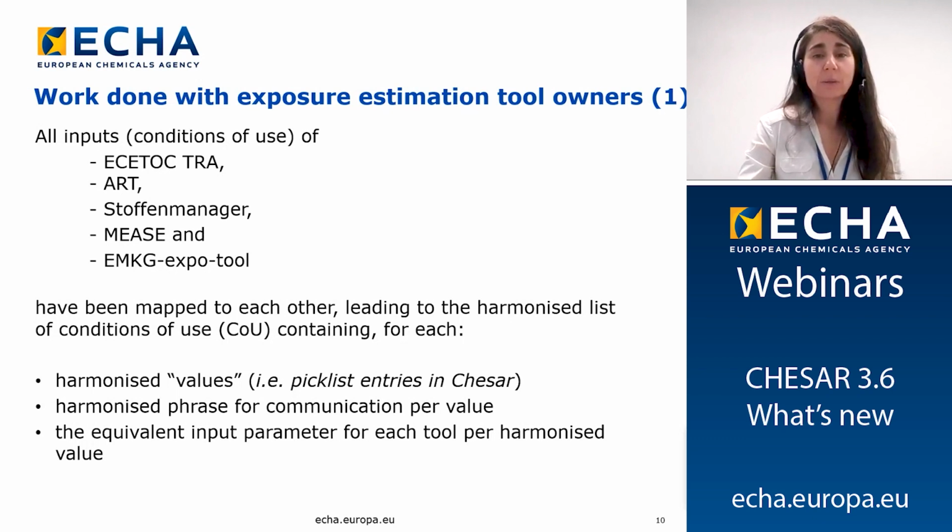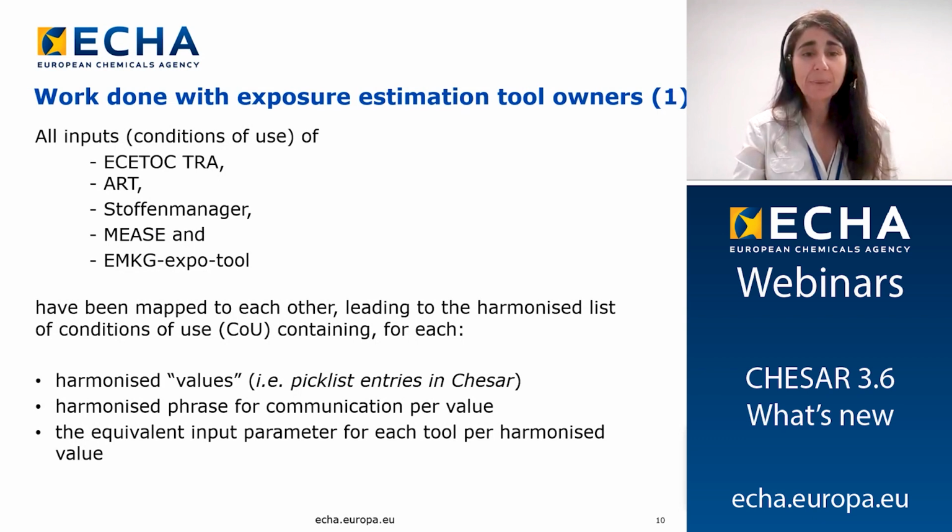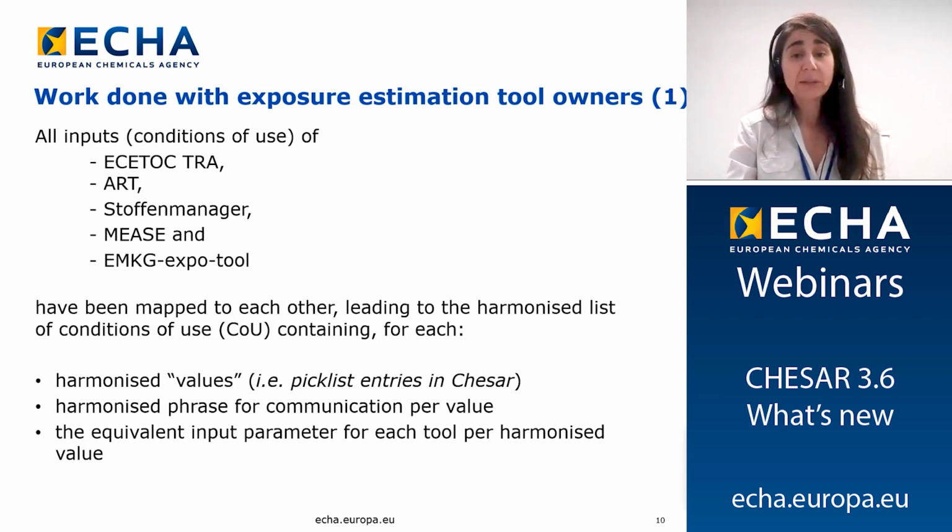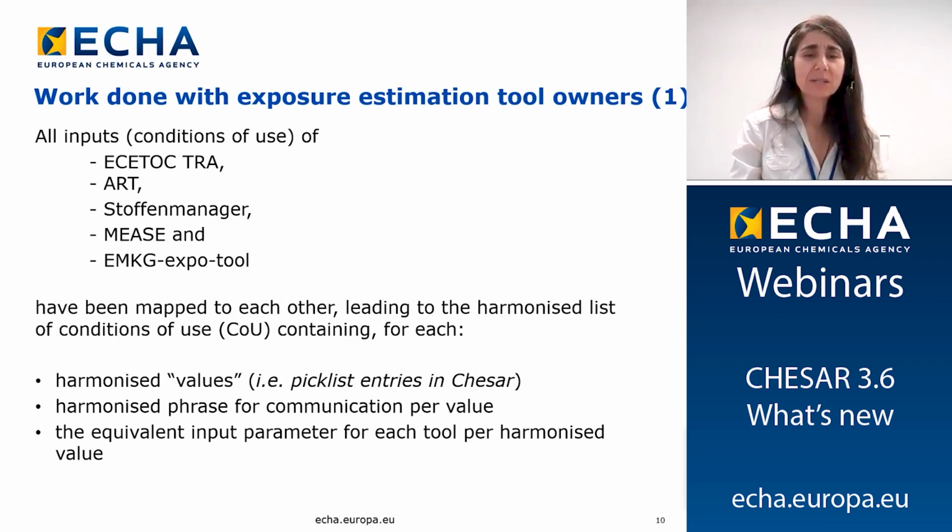So some work has been done with some estimation tool owners, and in particular with ECETOC TRA, ART, Stoffenmanager, MEASE, EMKG-EXPO-TOOL. The work that has been done with them was to map all the input parameters of each tool, leading to a harmonized list of conditions of use, containing for each one a harmonized value that in Chesar we indicate as a pick list entry, a harmonized phrase for communication per each value, so per pick list entry, and the equivalent input parameter for each tool per harmonized value.